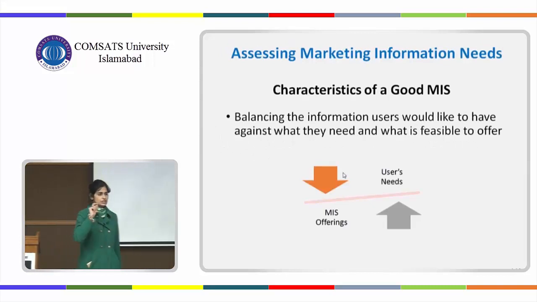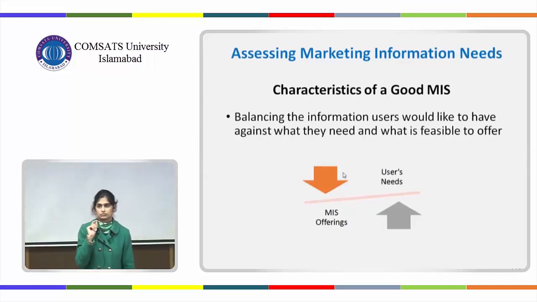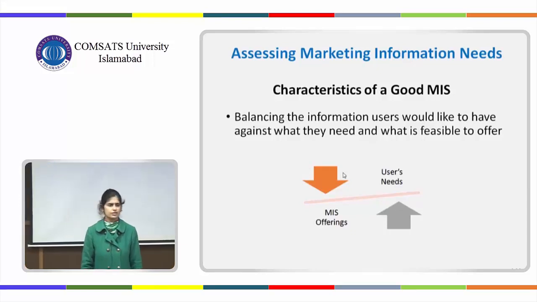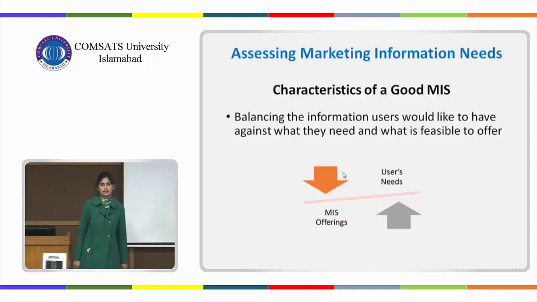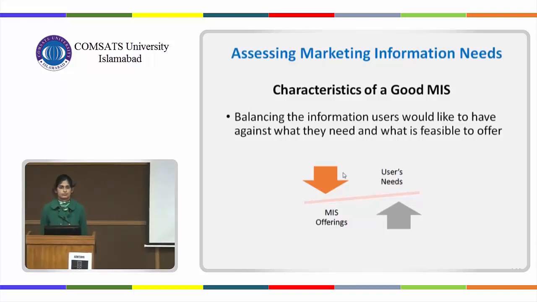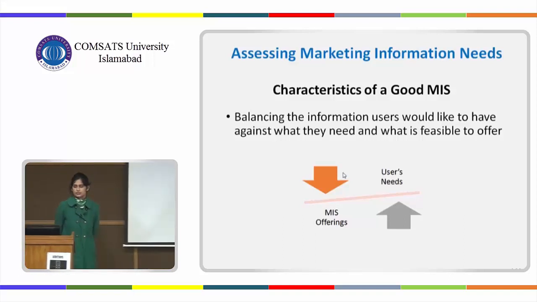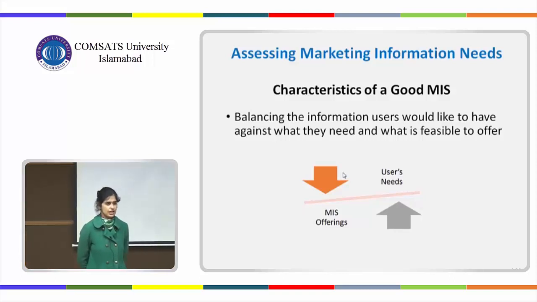Now, what is the characteristic of a good marketing information system? What do you think should be the characteristic of a good MIS? Good, reliable information. Reliable information, okay. Accurate. It should be very easy to access for everyone, like all of the line managers. Okay. Anybody else? On-time information. So all this is right.